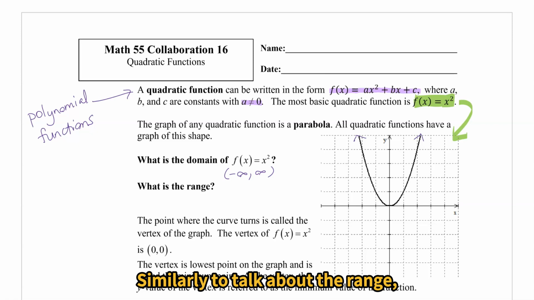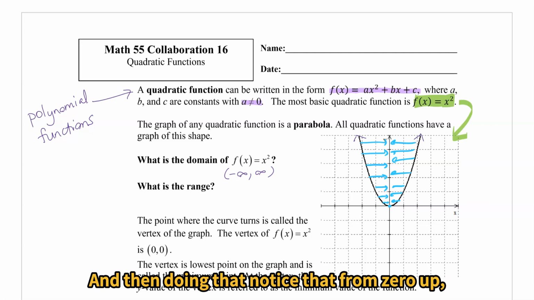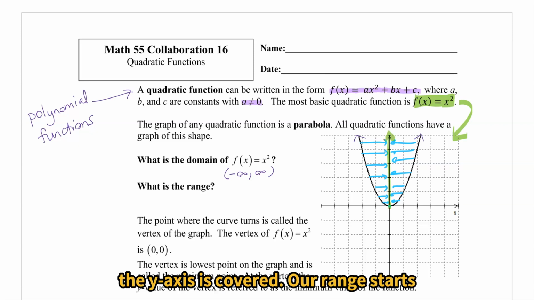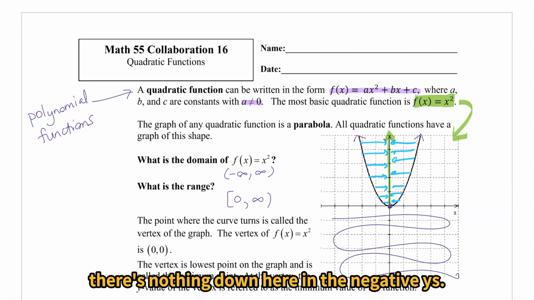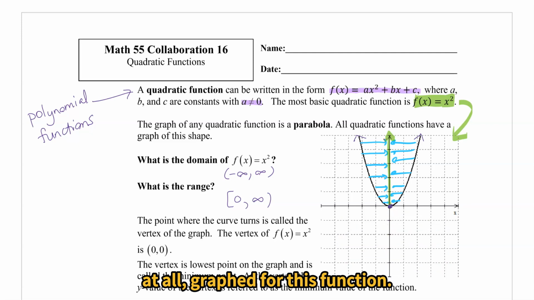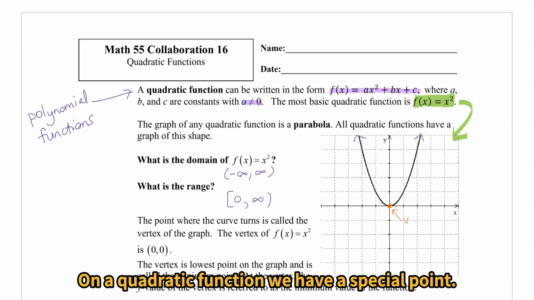Similarly, to talk about the range, we would compact the graph onto the y-axis. And in doing that, notice that from 0 up, going on up to infinity, the y-axis is covered. Our range starts at 0 and goes to positive infinity. Notice there's nothing down here in the negative y's. We have no negative y values at all graphed for this function, and that's how we have that range of 0 to infinity.